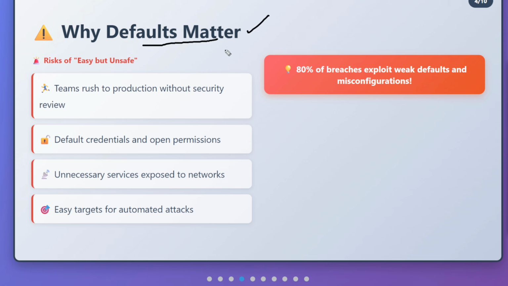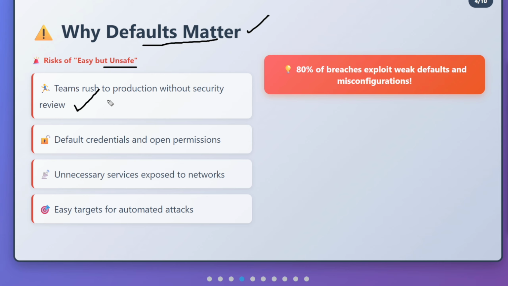Okay, so whatever the defaults we discussed till now, this is the risk of easy but unsafe. Basically, many teams choose quick setups that are very easy to deploy, and along with that they will be carrying huge security risks also, and that is not a safe manner, right? So these are some pointers we need to consider, which go beyond security.